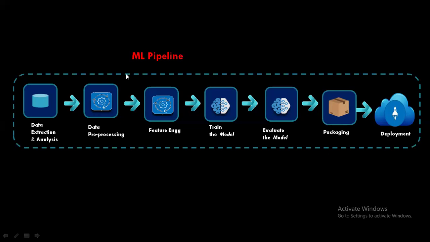In this example, this ML pipeline contains the CI as well as the CD part. For CI, we usually create a separate pipeline, and for CD we create another pipeline. Up to evaluating the model, you use your CI pipeline, and the rest of them are your CD pipeline. Guys, these are the simple steps I mentioned here.